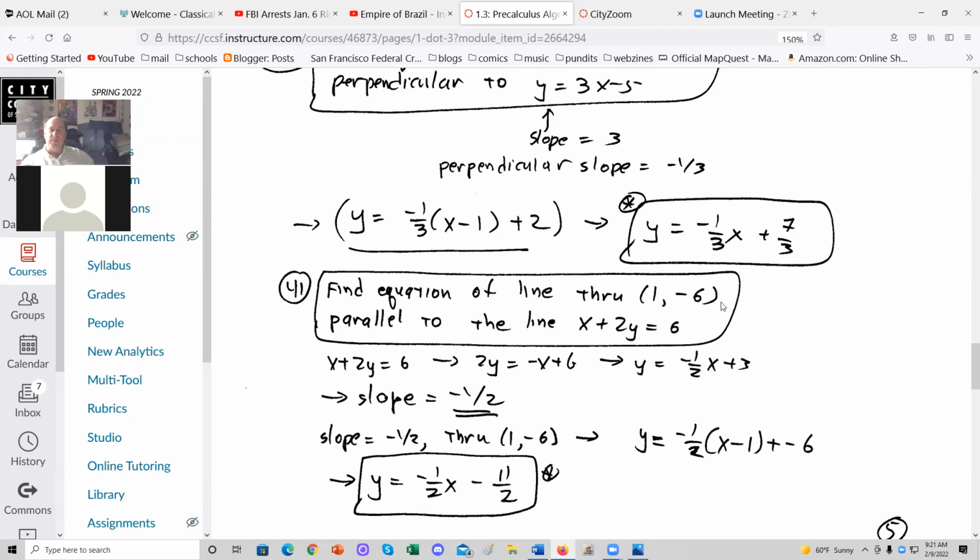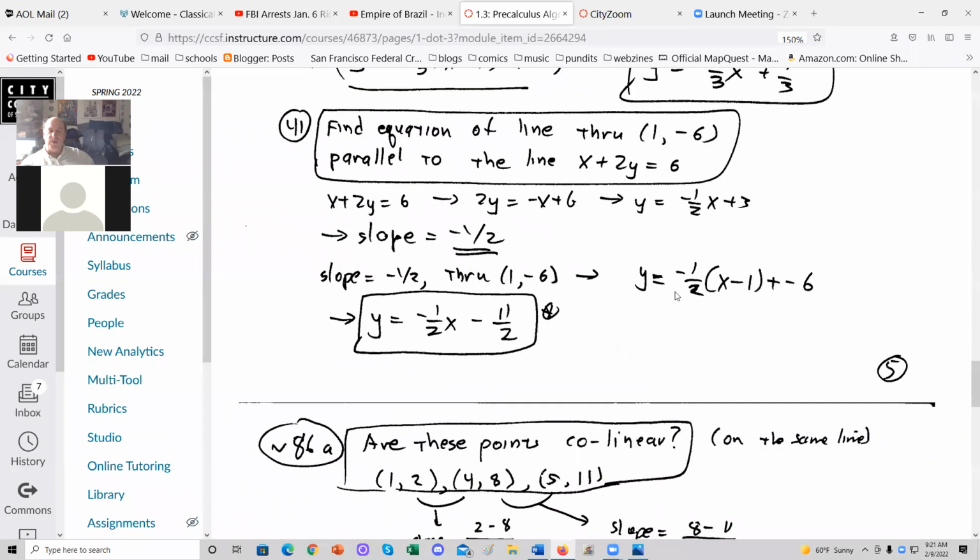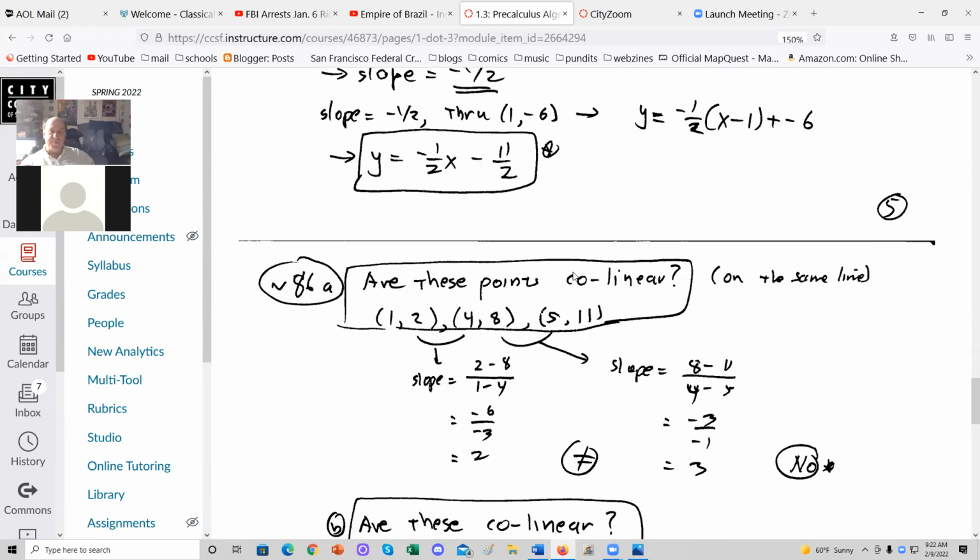Now we want a line through (1, -6) parallel to this other line. So it'll have the same slope, -1/2, and it'll pass through (1, -6). So we use the equation y equals slope times (x minus h), all that plus k. Slope is minus 1/2, h is 1, and k is negative 6. Here too, we distribute and combine terms and get y equals minus 1/2 x minus 11/2. That's the equation of this line.